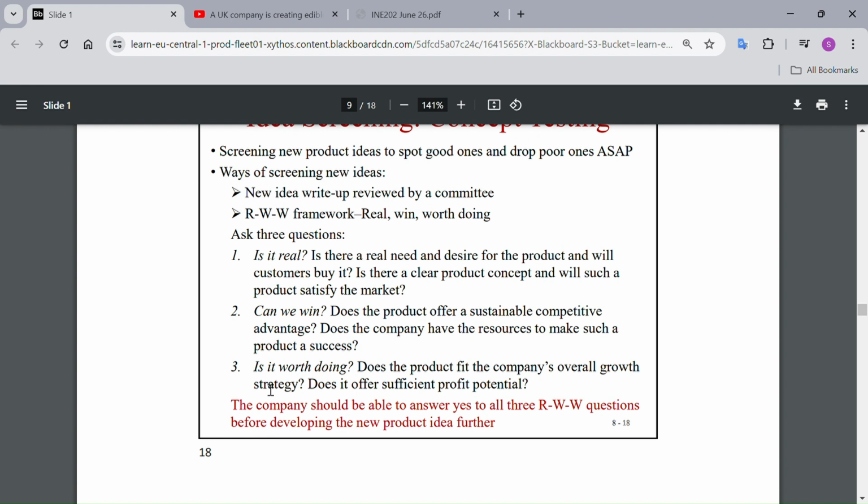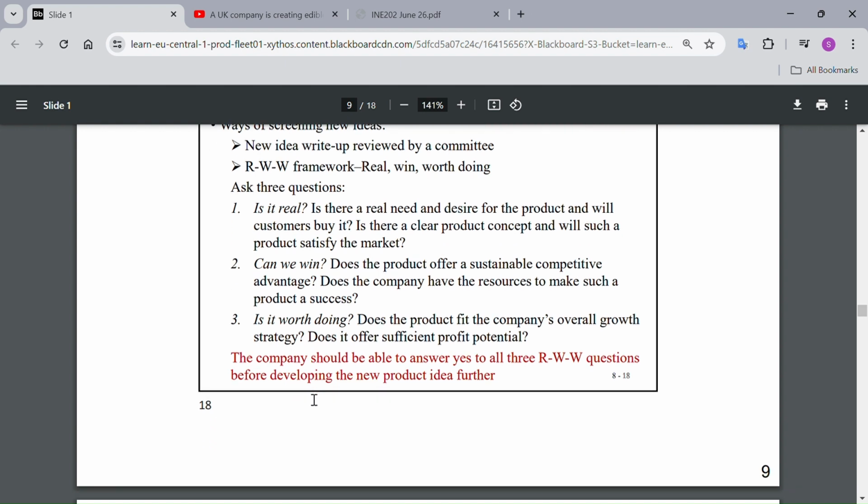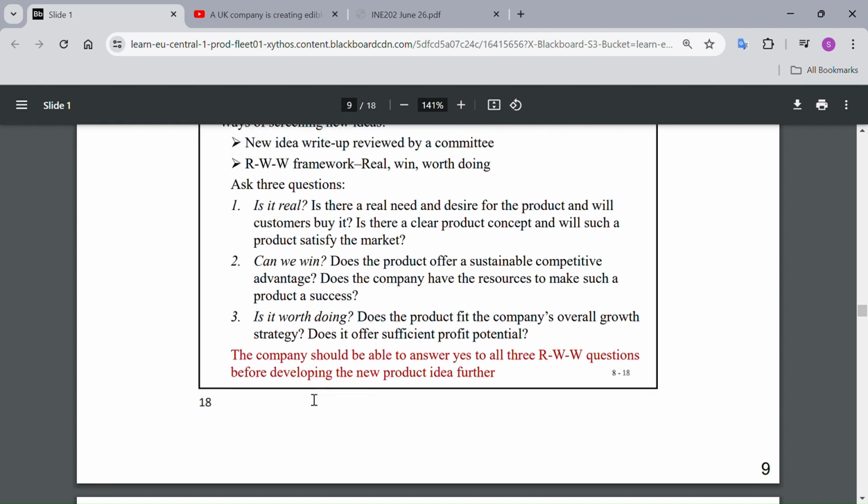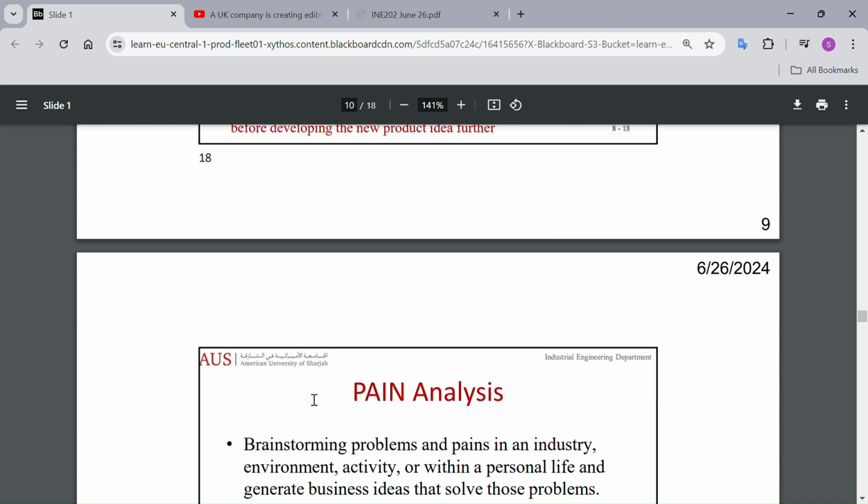Does the product fit the company's overall growth strategy? It should fit our strategy and mission. It should be aligning with the overall world goals. Does it offer sufficient profit potential? That's important. So the company should be able to answer yes to all three RWW questions for developing this new product idea.